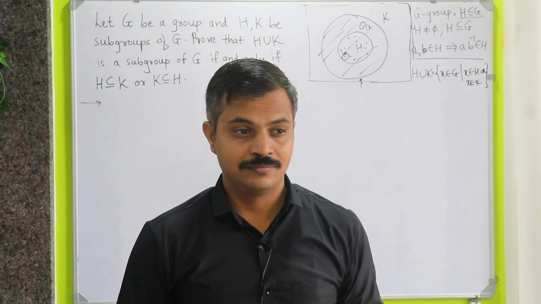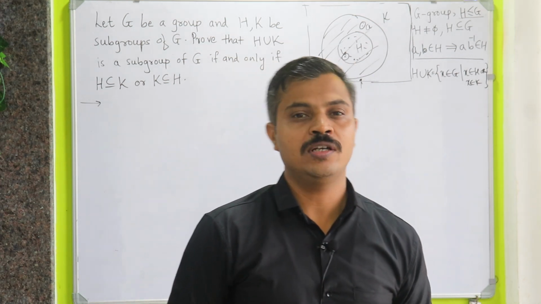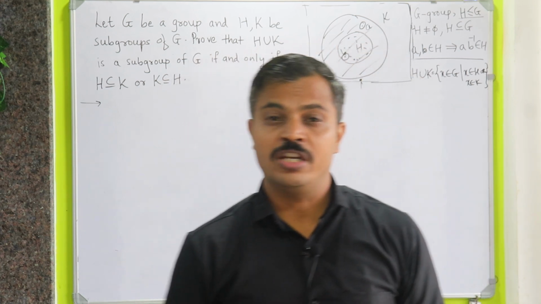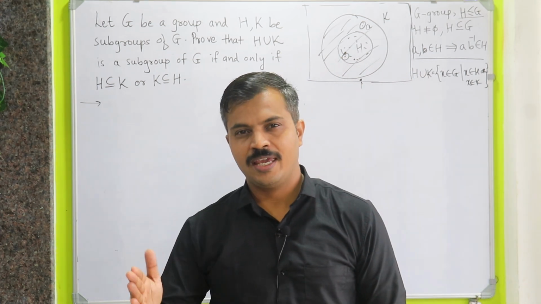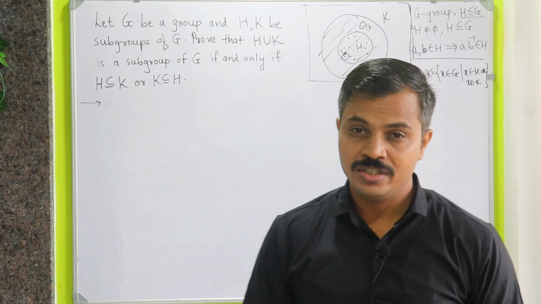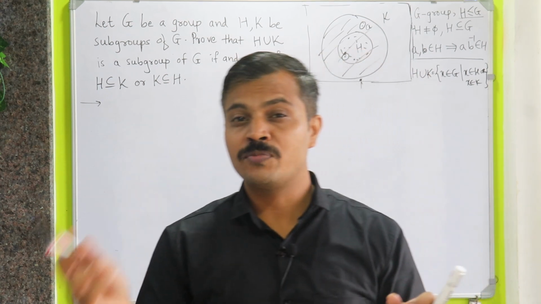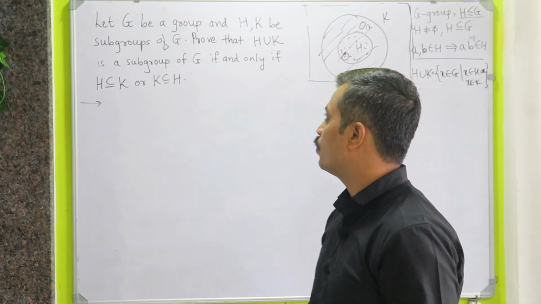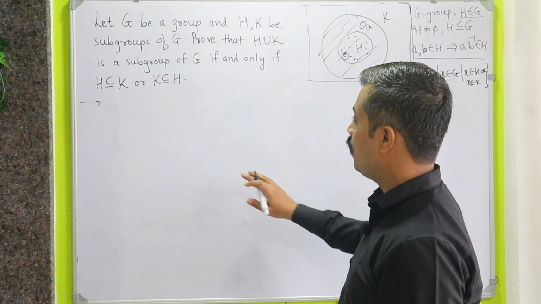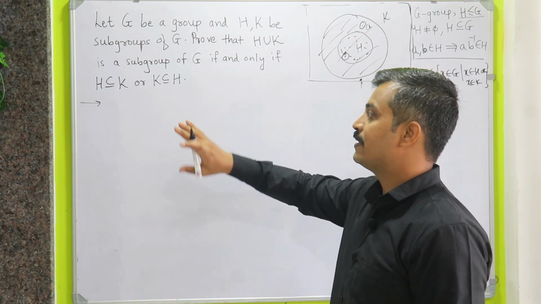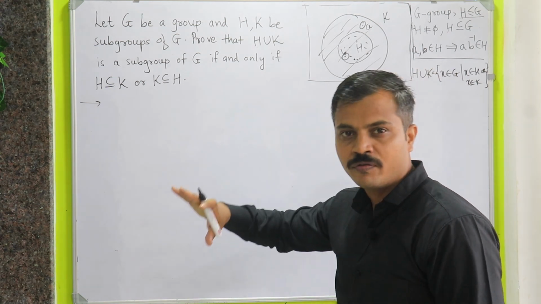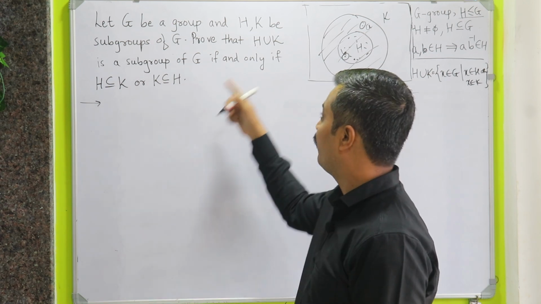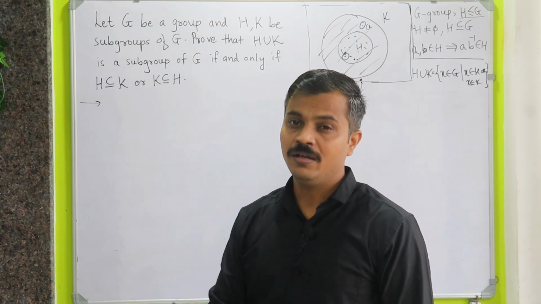As discussed in the previous class, given two subgroups of a group G, call them H and K, H union K will be a subgroup of G if and only if H is a subset of K or K is a subset of H, and that is exactly what we are going to prove now. So first of all, I will assume that H is a subset of K or K is a subset of H. Meaning if any one happens, then definitely H union K is going to be a subgroup.